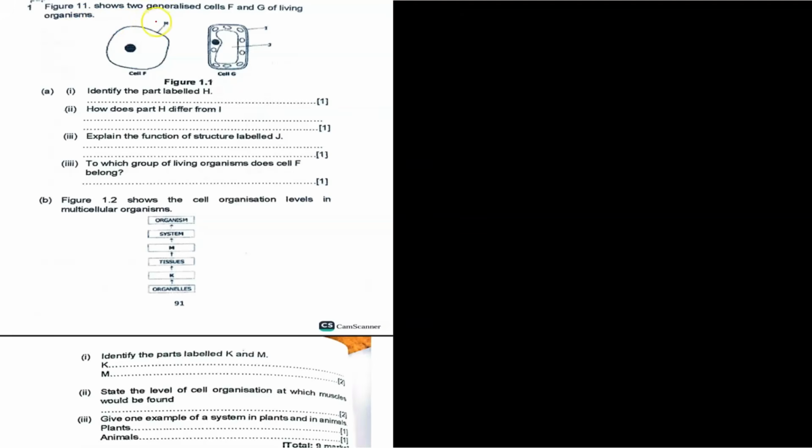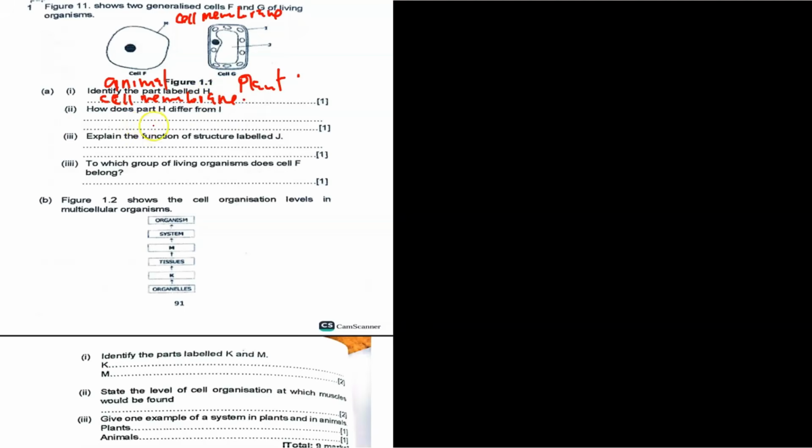Okay. Two specialized or generalized cells, F and G, of an organism. Identify the parts labeled H. So the part labeled H is the one that is here, and please, this is an animal cell. The first one is an animal cell, and this is what? A plant cell. So in this case, identifying the part labeled H, that is just a cell membrane. Okay, so here you can write cell membrane.